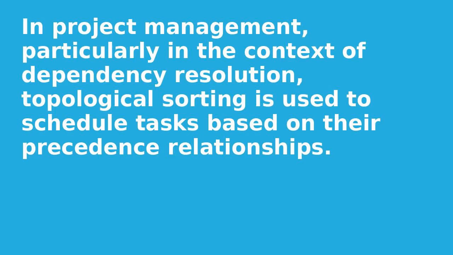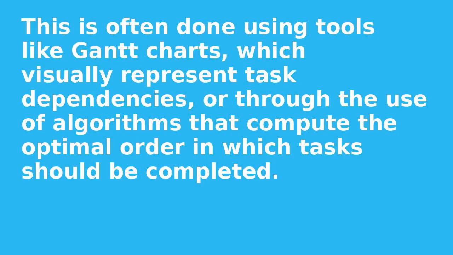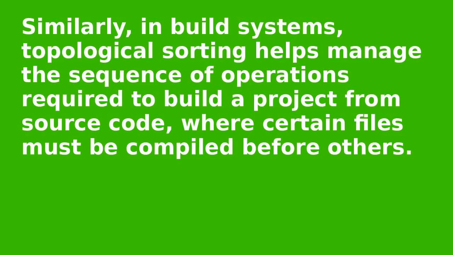In project management, particularly in the context of dependency resolution, topological sorting is used to schedule tasks based on their precedence relationships. This is often done using tools like Gantt charts, which visually represent task dependencies, or through the use of algorithms that compute the optimal order in which tasks should be completed. Similarly, in build systems, topological sorting helps manage the sequence of operations required to build a project from source code, where certain files must be compiled before others.